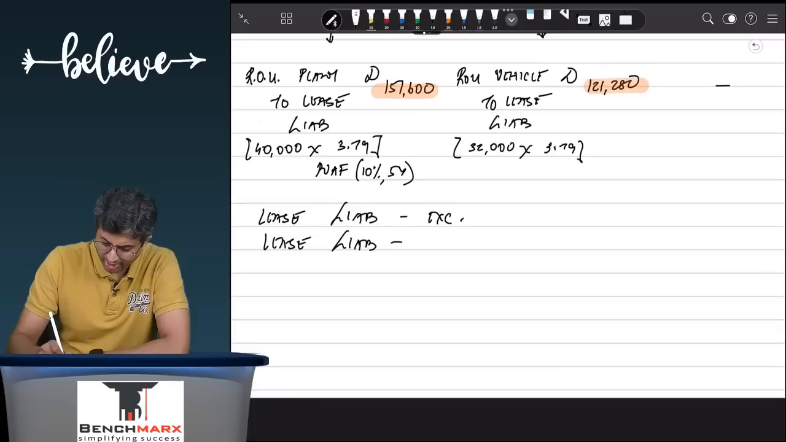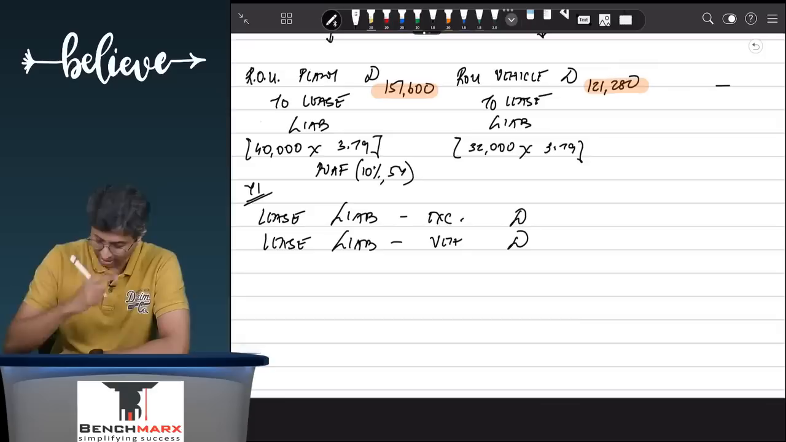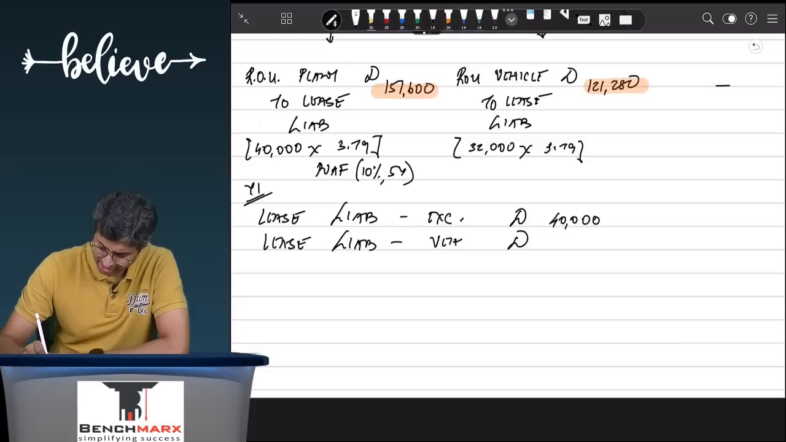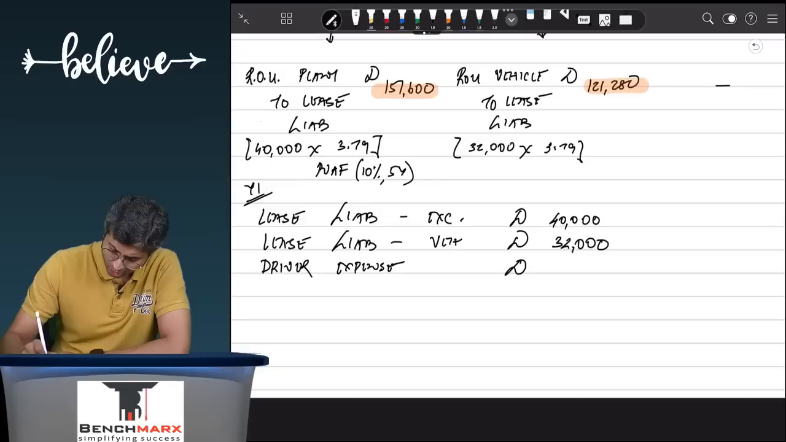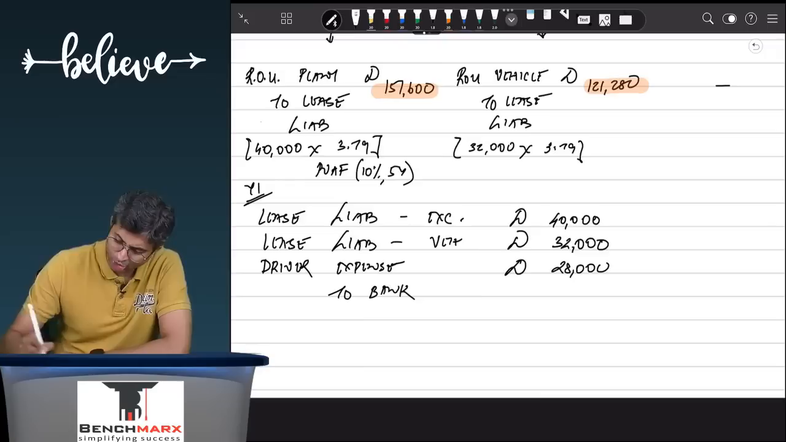After recording depreciation, after recording interest, we will say 40,000 of the payment is towards the excavator, 32,000 of the payment is towards the vehicle, and then there is driver expense. You will recognize a driver expense. Account debit 28,000, and that will be to bank. So this will be your entry at the end of each year for 1 lakh.